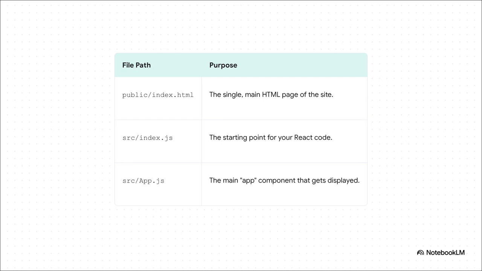In the public folder, you've got index.html. That's the actual single web page your browser sees. It's like the empty shell of your house. Then in the src folder, you'll find index.js. This is the entry point, the front door for all of our React code. And its main job? To fire up app.js, which is our main top-level component. It's the first big Lego piece that all the other pieces will eventually snap into.